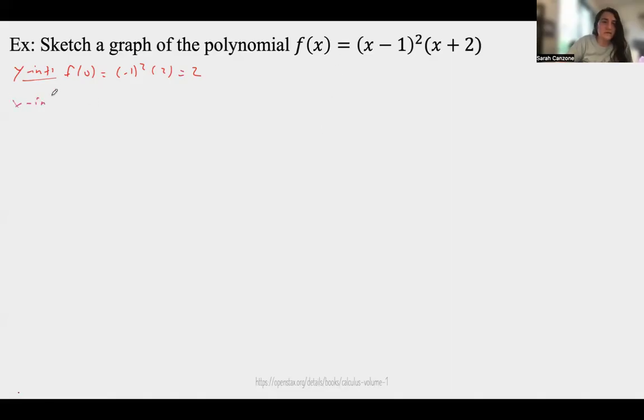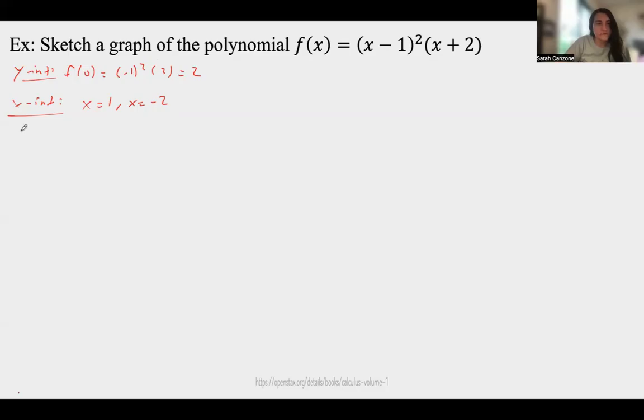The x-intercepts here are also pretty easy because it's already in factored form. So you're just going to set this thing equal to 0 and solve, which again is pretty easy. You're just going to set each term equal to 0 and solve. So you actually get that x equals 1 and x equals negative 2. All right, not so bad so far.